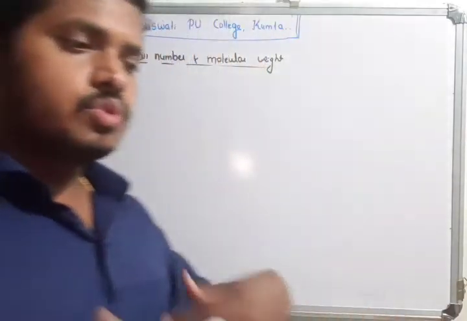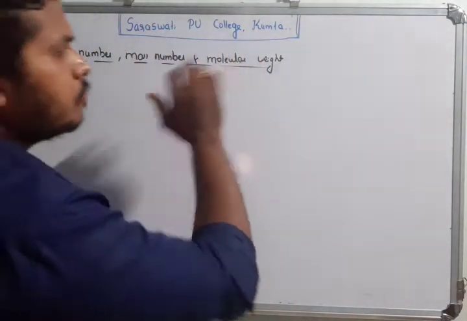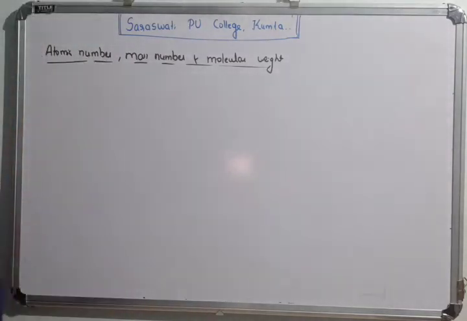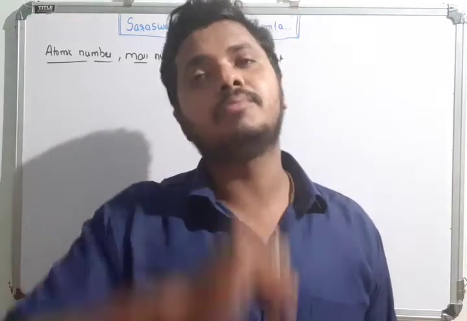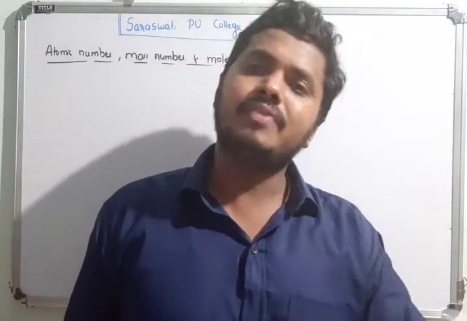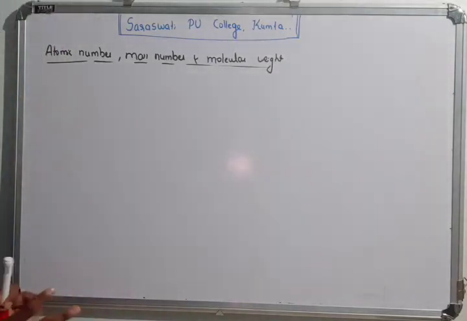Now, let us move to the next part, where we're going to learn about atomic number, mass number, molecular weight, and finding the molecular weight of the different molecules. That is one of the basic and most important parts. We should not go wrong in finding it. So that's the reason we learn about atomic number and mass number.